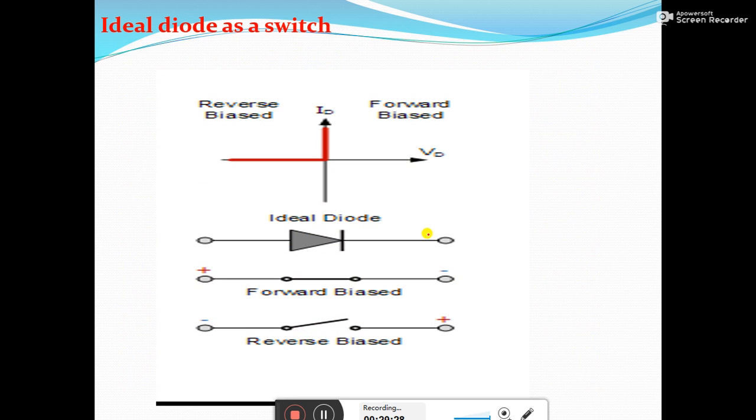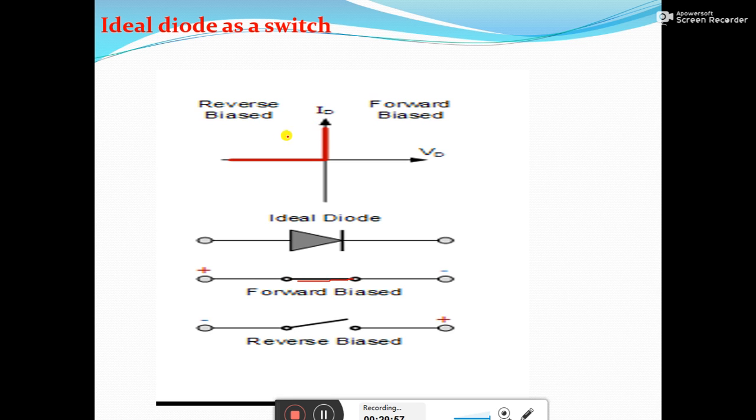Next, as we have seen, the diode conducts only in the forward direction. Whenever it is forward biased it is going to conduct current, and it offers very low resistance, or you can say approximately zero resistance, meaning it acts like a closed switch.